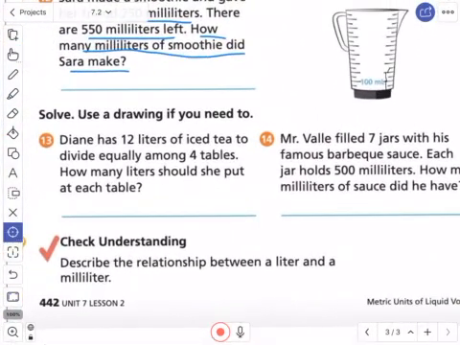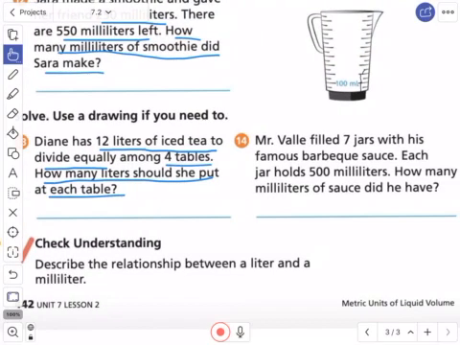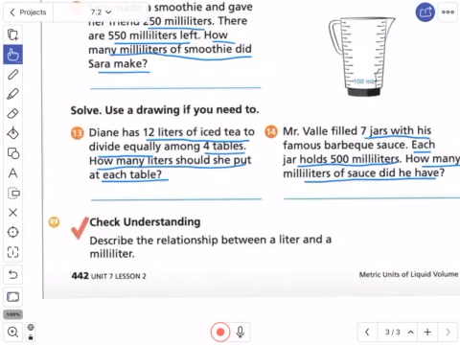And then for these last two, it says solve, use a drawing if you need to. Diane has 12 liters of iced tea to divide equally among 4 tables. How many liters should she put at each table? Mr. Valley filled 7 jars with his famous barbecue sauce. Each jar holds 750 milliliters. How many milliliters of sauce did he have? But do equations for each of those.